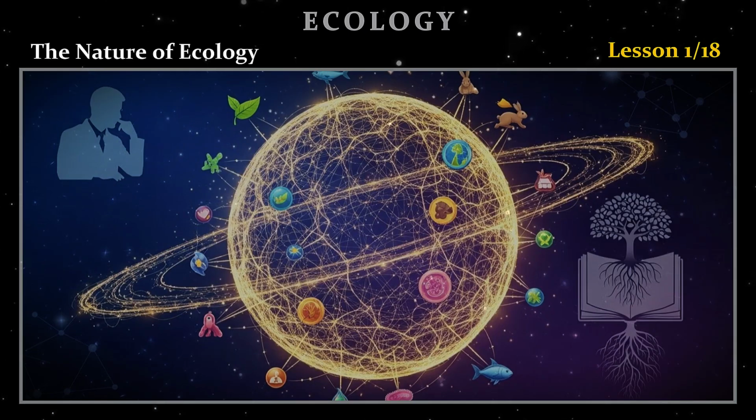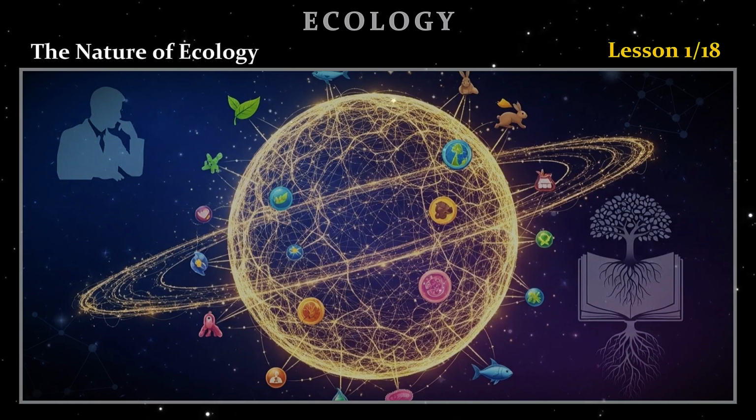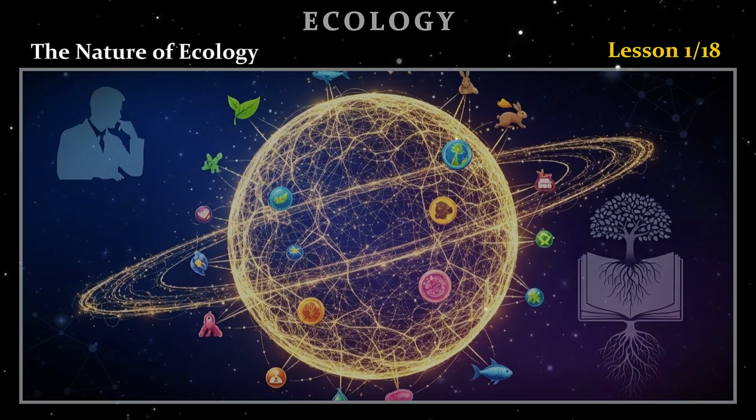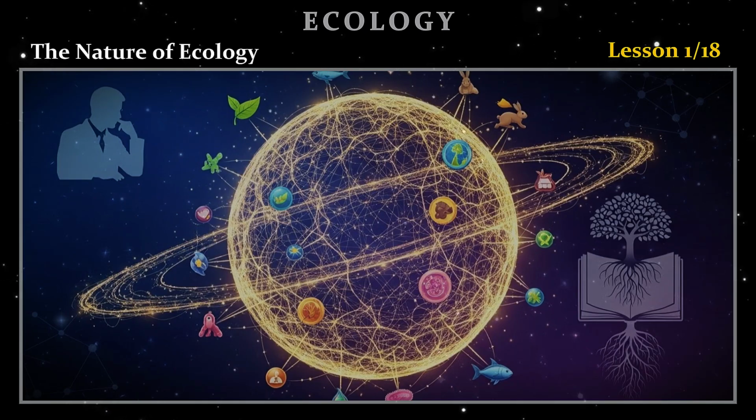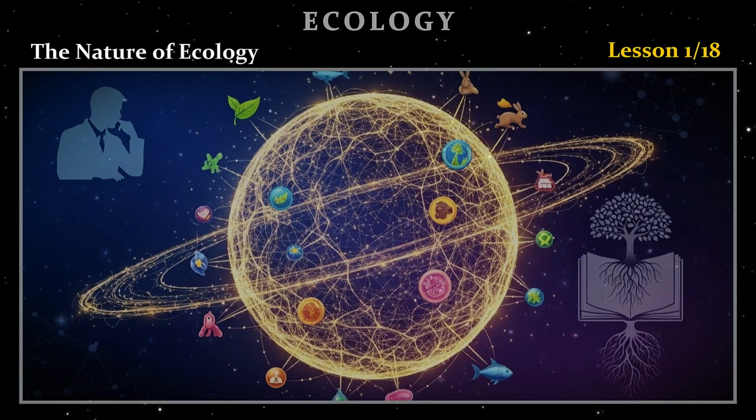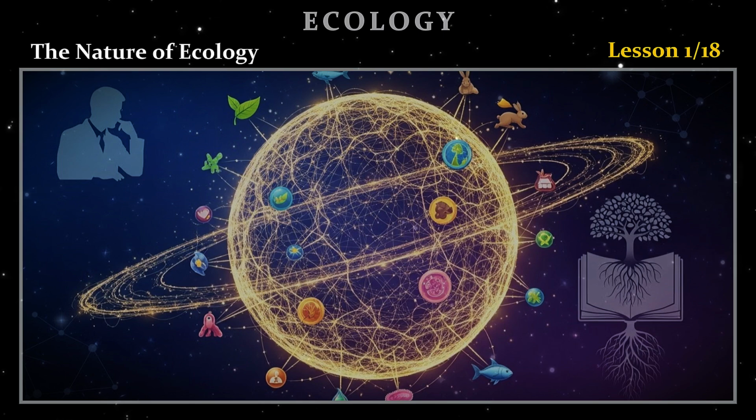It is crucial to distinguish this from environmentalism. Environmentalism is a social and political movement dedicated to protecting the natural world. Ecology, however, is a quantitative science. It is not about saving nature, it is about understanding how nature functions. It relies on data, observation, and the testing of hypotheses. It asks not, should we save this forest, but rather, how does this forest grow, cycle nutrients, and support diversity?